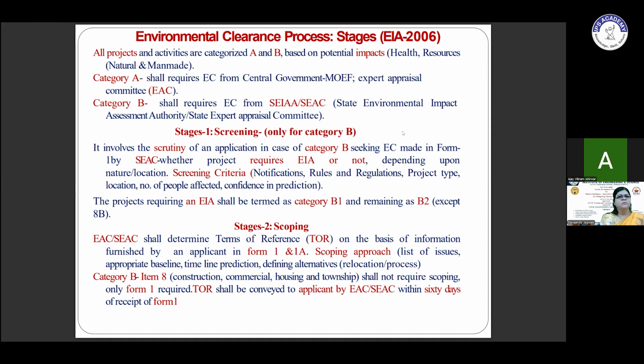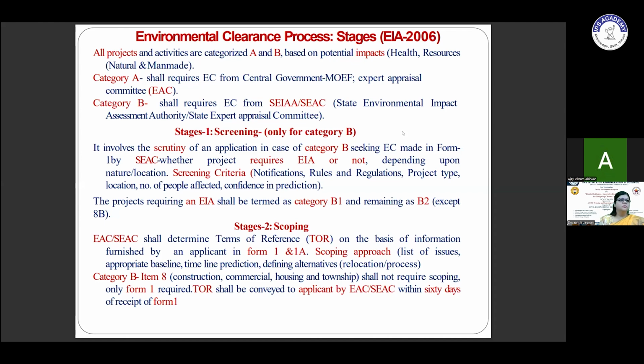Then stage 1. Stage 1 is a screening only for category B. It involves the scrutiny of the application in case of category B seeking environmental clearance made in the Form 1 by SEAC, whether project requires EIA or not. So first, under B category, the SEAC will decide whether this project should come under the B1 category or B2 category, because B1 category requires EIA study, comprehensive EIA study, and B2 category does not require EIA. Sorry, sir, I'm intervening because I think EC is not required for all projects.